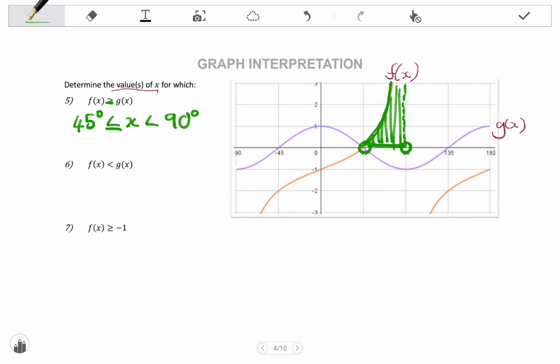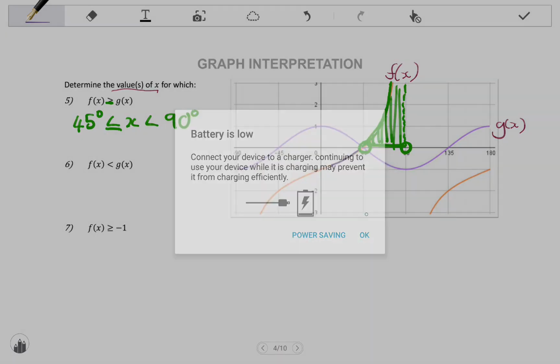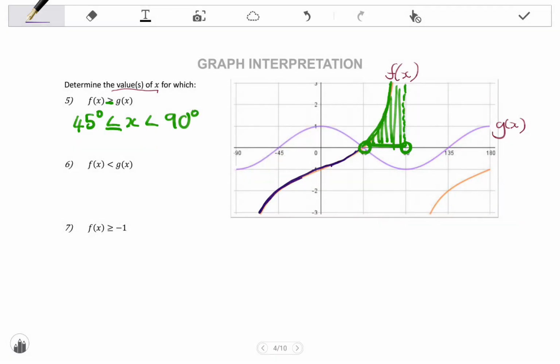Right, question 6. Now we want the values of x where f of x is less than g of x. Okay, so this is where f of x is below g of x. So we use our y values to find the correct part of the graph, and this is where f of x is below g of x, this section of the graph here. Okay, so we answer in terms of the x coordinates. So vertical lines to the graph indicate where we would find the x values. And remember, at negative 90, we have an asymptote and it would stop there.